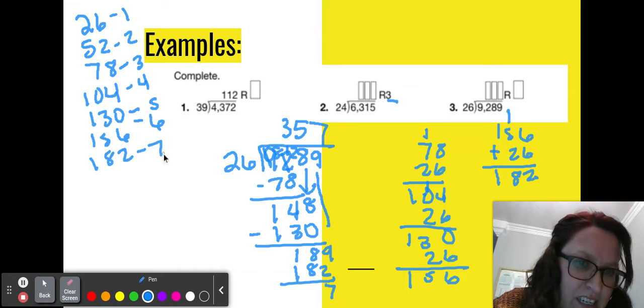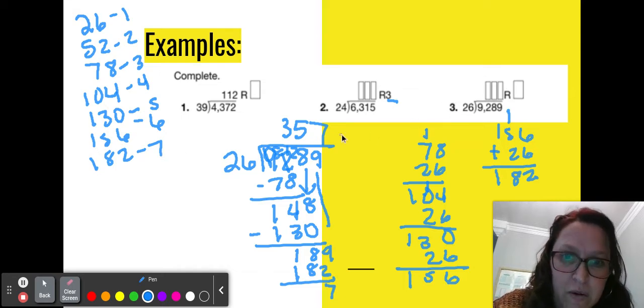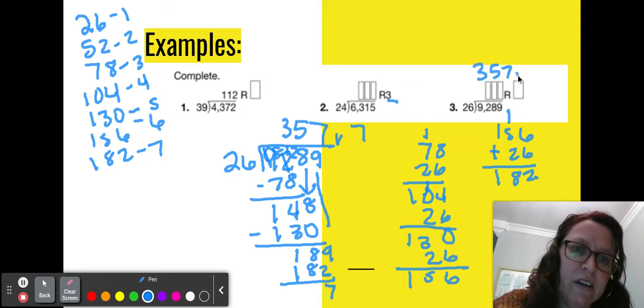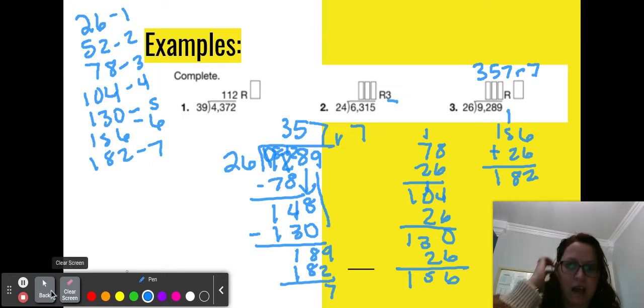Actually, just kidding. I solved number 3, not number 2. So I have remainder 7. So my answer right here is 357, remainder 7. Now let's look at a couple more problems.